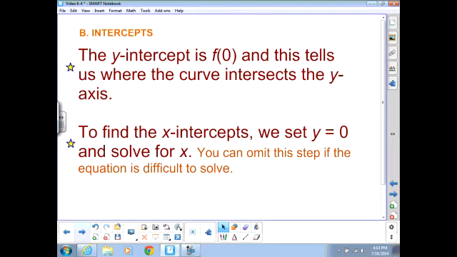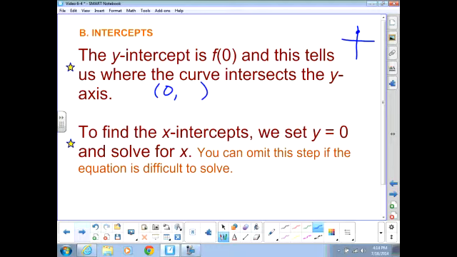Next, we'll want to look at the intercepts. Well, every y-intercept, so a point like this, always has an x value of 0. So you're going to find f of 0. You're basically going to plug in 0 for x to find where it's going to intersect the y-axis. So you'll always get some point 0 comma something. Now because it's going to be a function, you can only ever have one possible y-intercept.